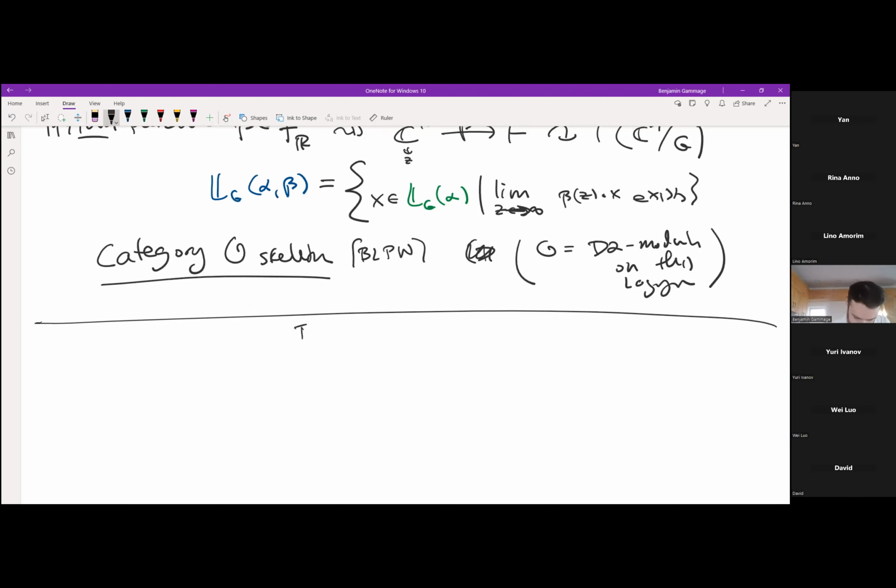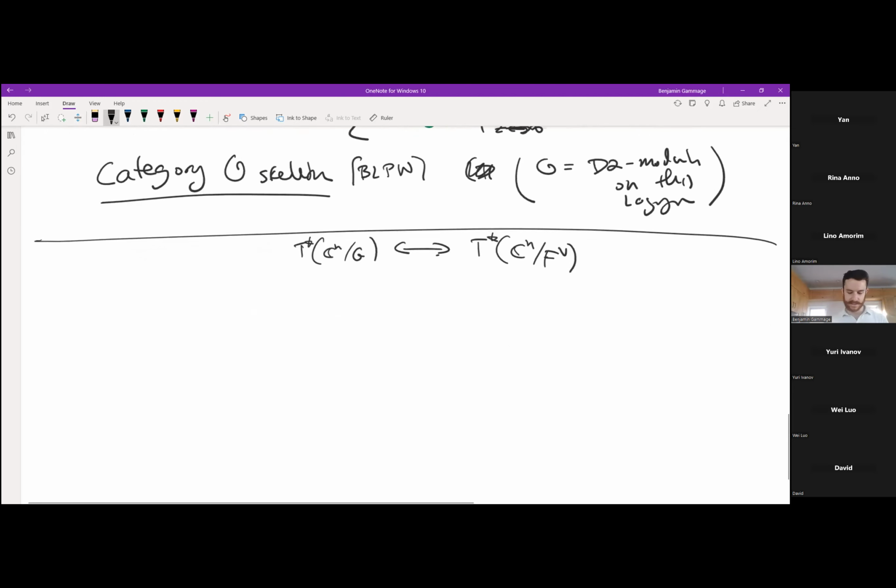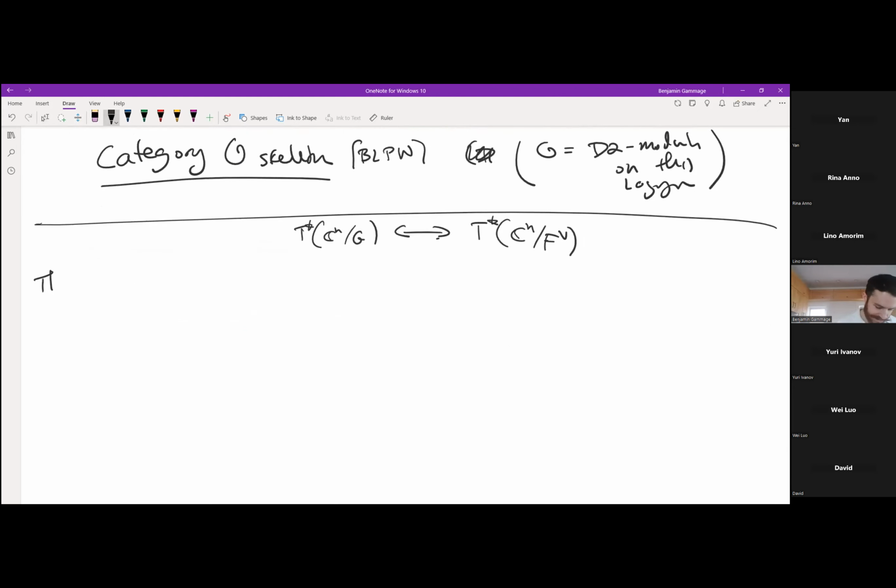Let me remind you of our basic duality of stacks, which I just had up a second ago. Let me put it up again so we remember it. T star C to the n mod G is dual to T star of C to the n mod F check. So let me state the main theorem of our first paper, which, as I said, Justin has talked about previously at this seminar. So you can look up his talk if you want to see it again. Gammage, Mazel-Gee, Hilburn.